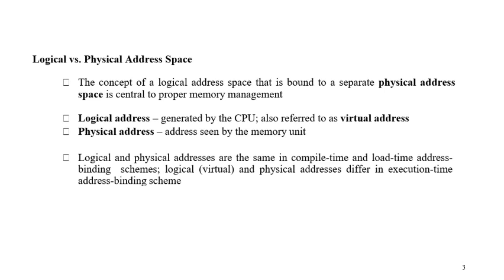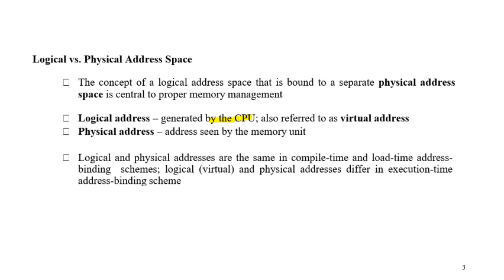Now coming to the differences. The main difference is that the logical address is generated by the CPU. As I discussed, it is also referred to as the virtual address, and the physical address is seen by the memory unit. Second, the logical address space is the set of all logical addresses generated by the CPU for a program, whereas the set of all physical addresses mapped to the corresponding logical addresses is called the physical address space.